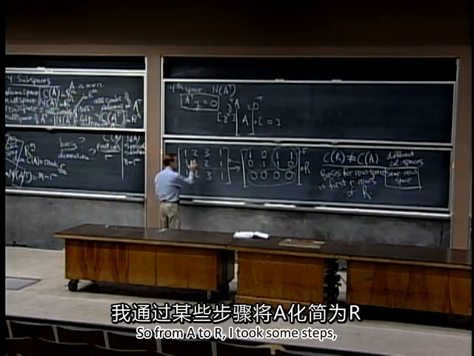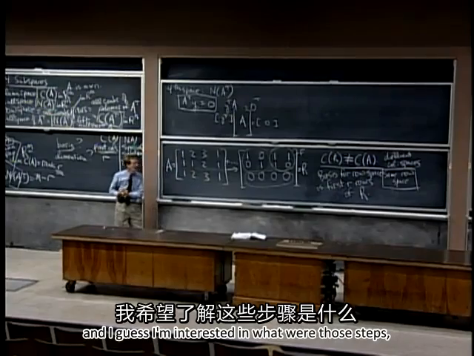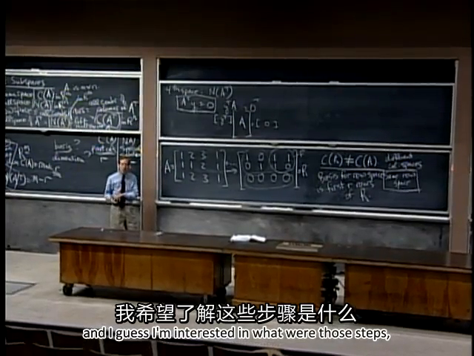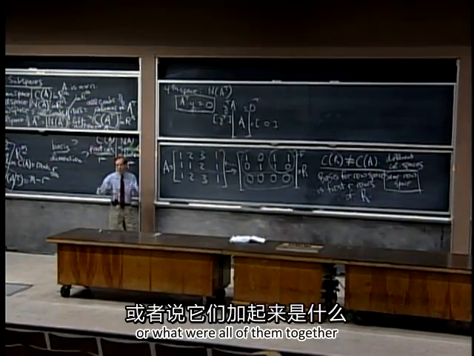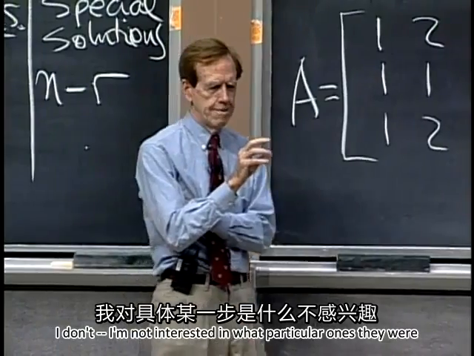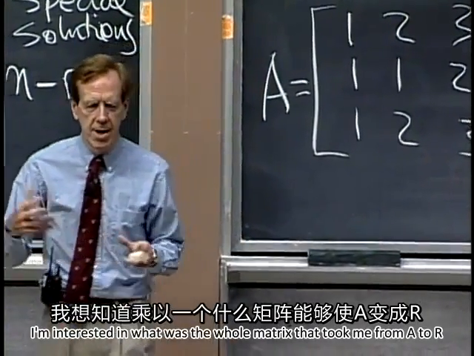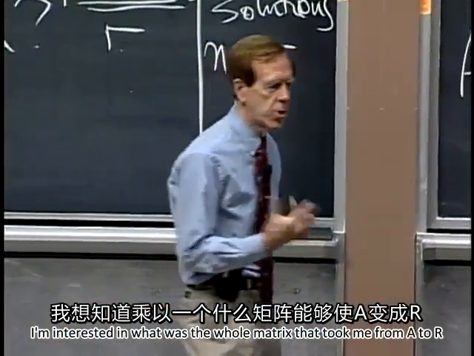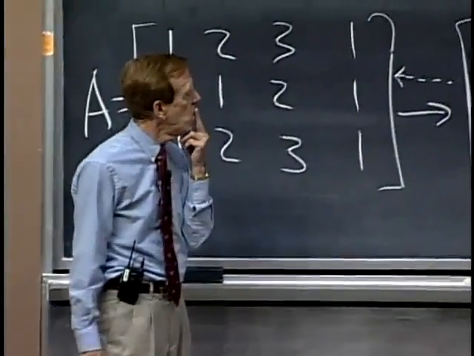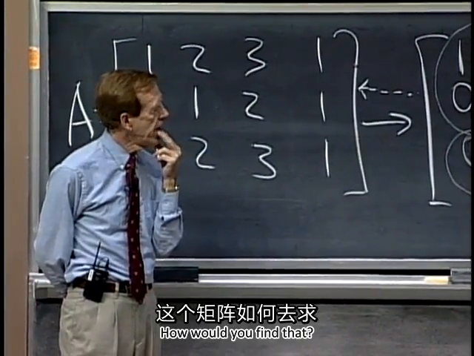So from A to R, I took some steps, and I guess I'm interested in what were those steps, or what were all of them together. I'm not interested in what particular ones they were. I'm interested in what was the whole matrix that took me from A to R. How would you find that?